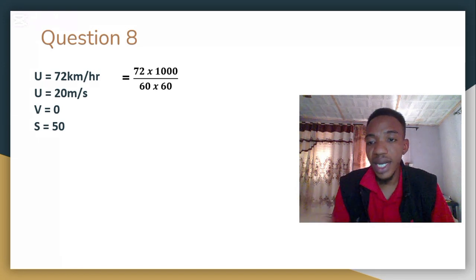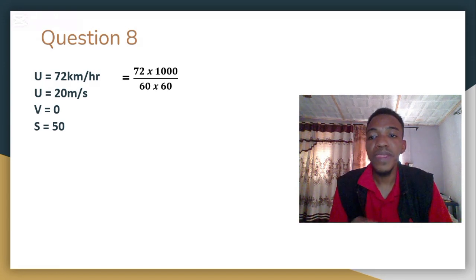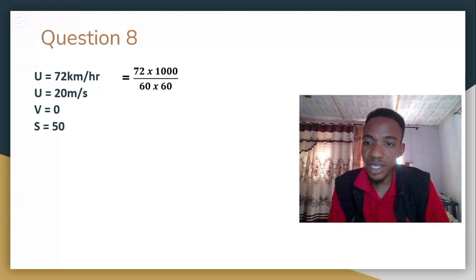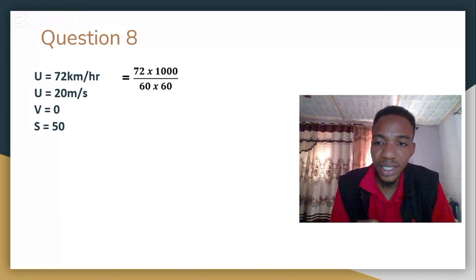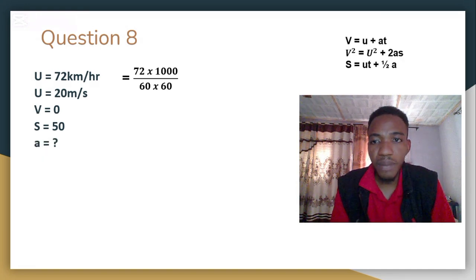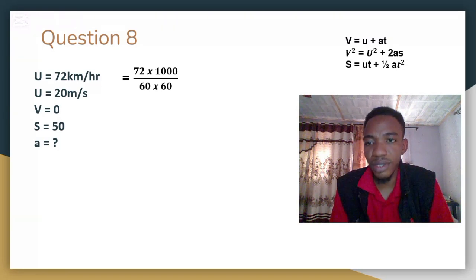Now, deceleration and acceleration are basically the same thing. The only thing you use to differentiate between them is the negative sign. When you calculate and get a negative sign, that means it is deceleration. So we are still using the same formula. And what are the formulas that we have? Our formulas are v equals u plus at, v squared equals u squared plus 2as, s equals ut plus half at squared.